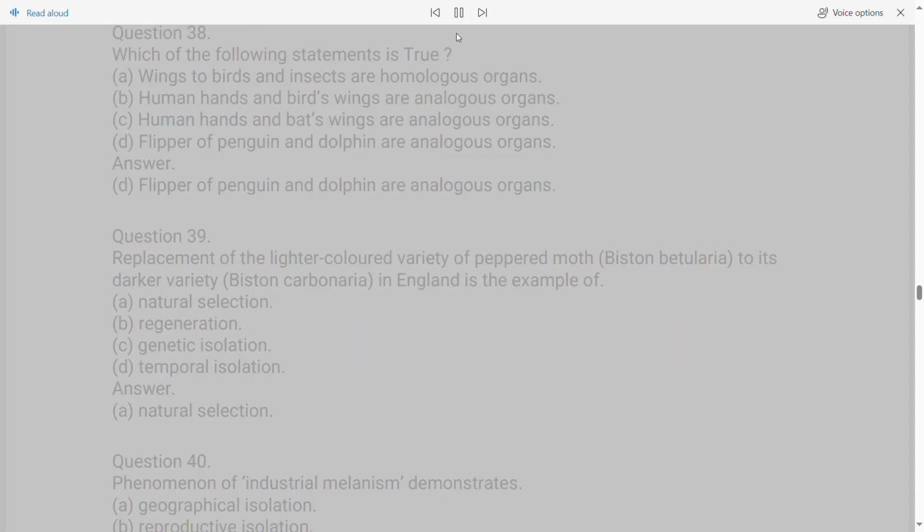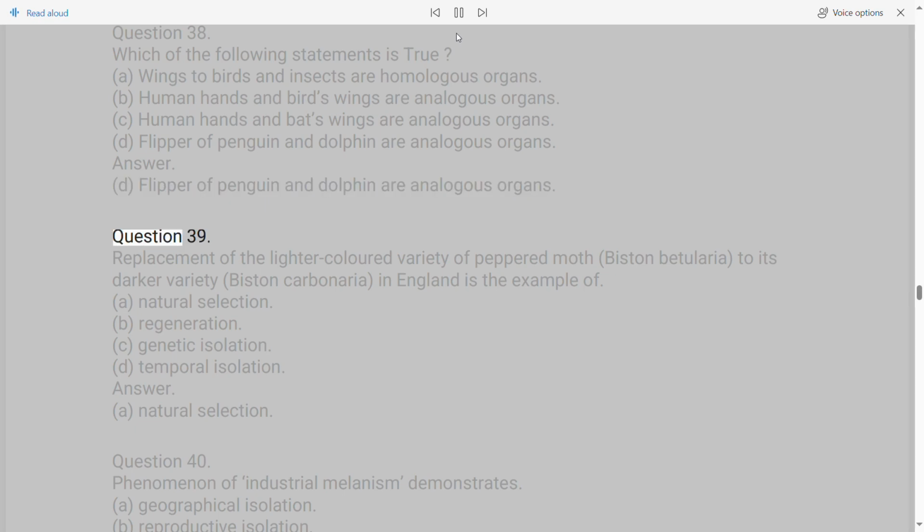Question 38. Which of the following statements is true? A. Wings of birds and insects are homologous organs. B. Human hands and birds' wings are analogous organs. C. Human hands and bats' wings are analogous organs. D. Flipper of penguin and dolphin are analogous organs. Answer. D. Flipper of penguin and dolphin are analogous organs.